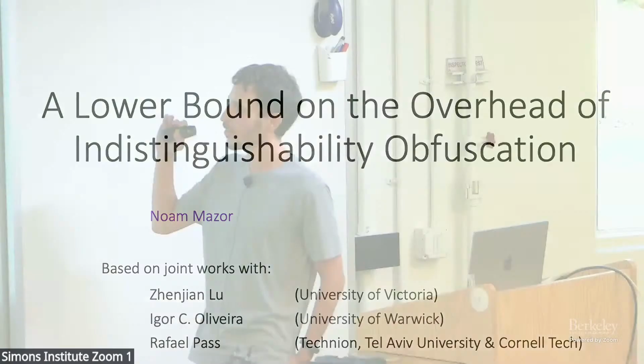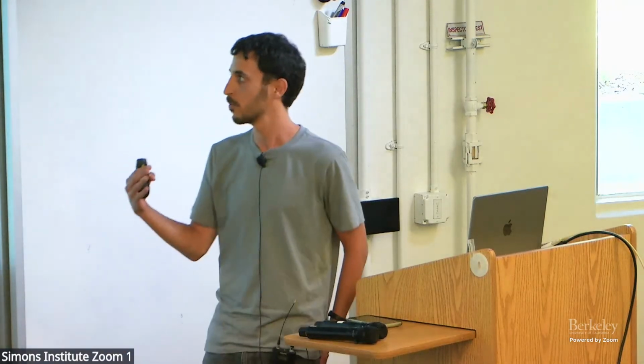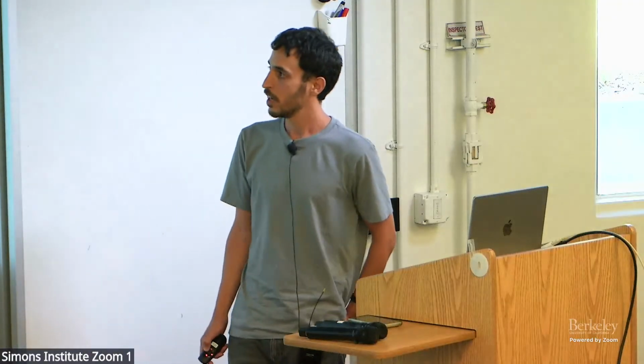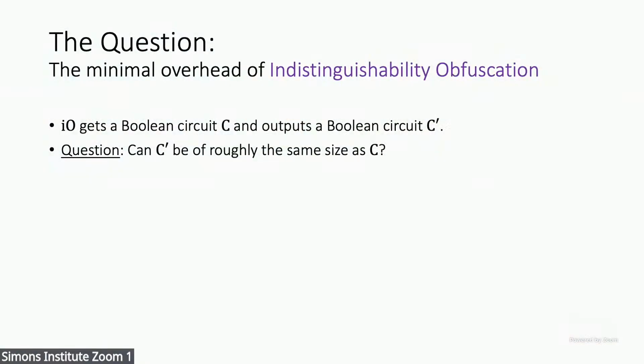So yeah, we are going back to obfuscation, but most of the talks on obfuscation we've seen in this workshop were on constructing obfuscation. I want to prove impossibility results for obfuscation. And the goal is to understand what is the minimal overhead of obfuscation. So in obfuscation, the input to the I/O is a Boolean circuit, and the I/O outputs a Boolean circuit, C prime. And the question is, can C prime be roughly of the same size as C? Or what is the efficiency of the obfuscated program compared to the original program that we started with?